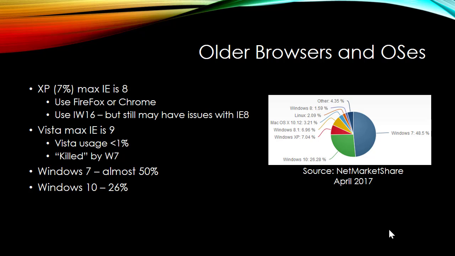We're still going to be supporting IntraWeb 16, so we're not abandoning anyone. But if you want to move forward, you're going to have to help us a little bit. Vista, the max IE is 9, but Vista usage is tiny. Windows 7 pretty much killed Vista. It's less than 1%. Windows 7, of course, is a big component there. So Windows 7, we're not going to be dropping support for that, of course, anytime soon. And even XP is still there. Just users may have to use Firefox or Chrome. Windows 10 is gaining, and we expect this to continue as PC sales continue into the future.